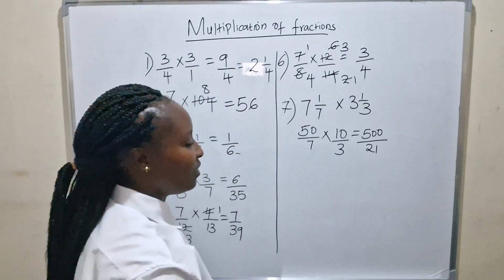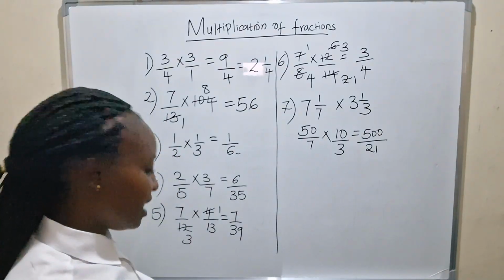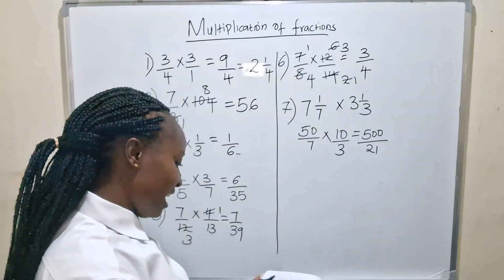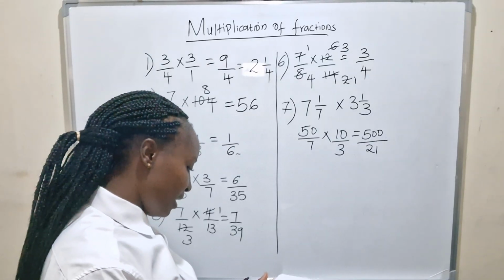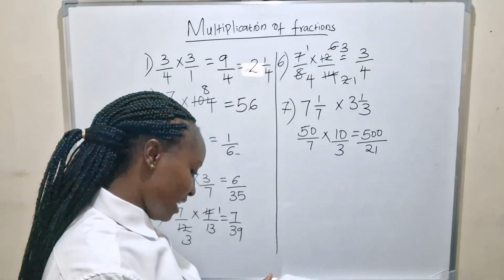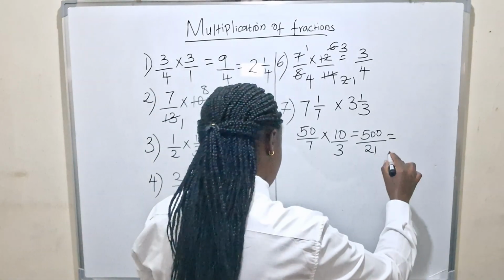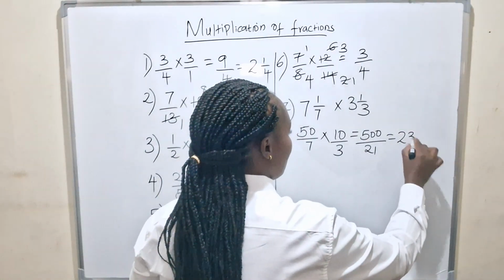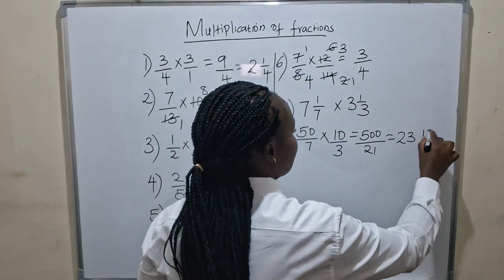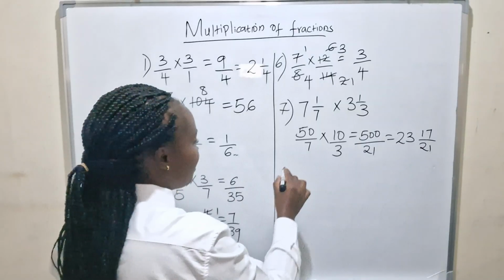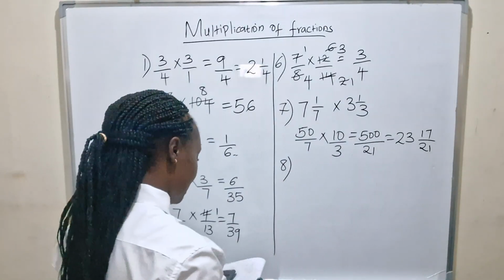21. Okay? So when you get 500 over 21, you can either pick your calculator or you divide manually. If you pick your calculator, you get the answer is 23 whole and 17 over 21. We can go to our example 8.